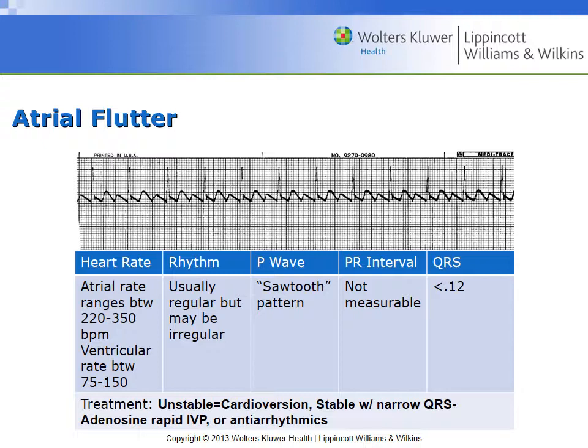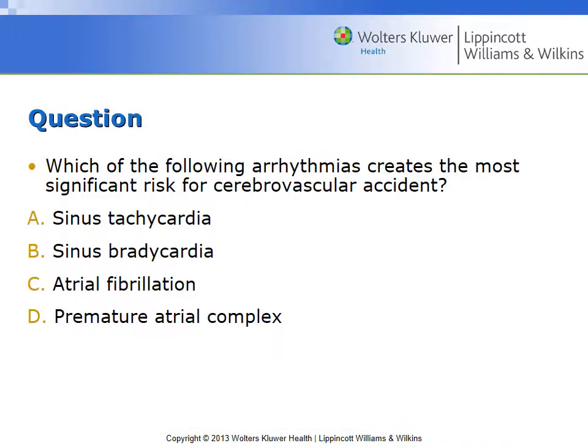Treatment, again, for unstable atrial flutter is cardioversion. Stable atrial flutter with a narrow QRS complex is treated with rapid IV push Adenocard or adenosine, or antiarrhythmics. And there are various ones that can be used.